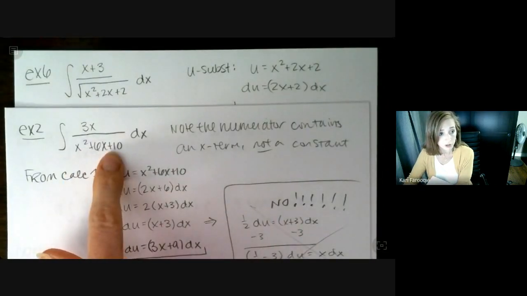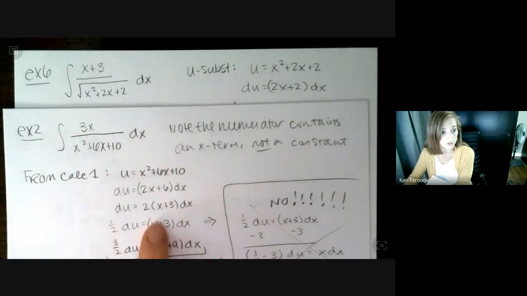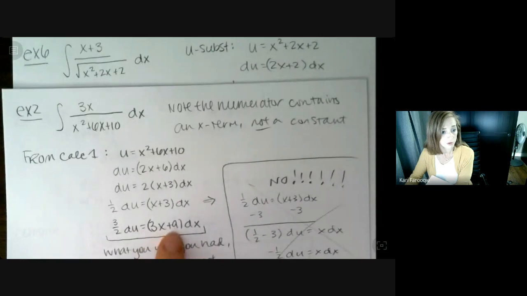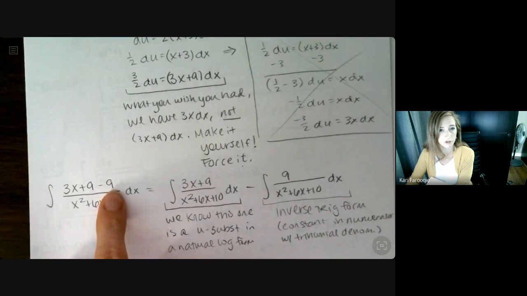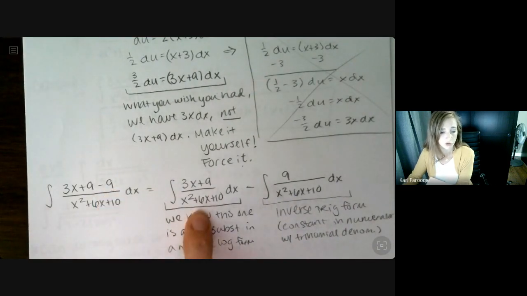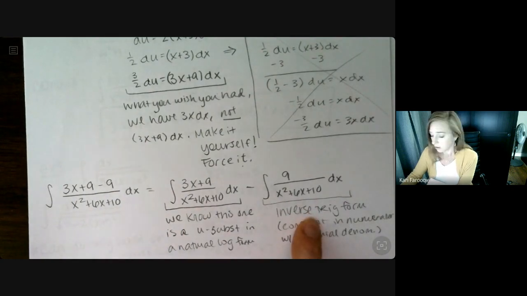So you had a trinomial and then you tried to create the u substitution, we found that if we had 3x plus 9, we'd have the u substitution. But we didn't have 3x plus 9. We just had 3x. So we forced there to be a 3x plus 9, and then we subtracted off the 9 that we created. So we used part of it for a u substitution, and part of it we turned into an inverse trig integral.